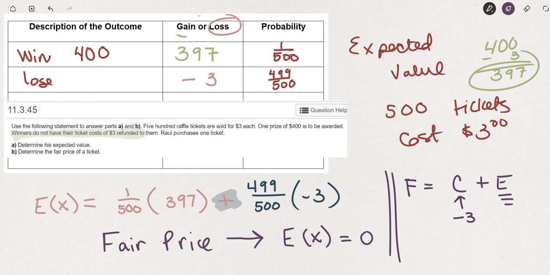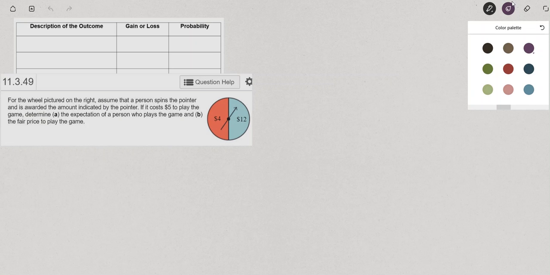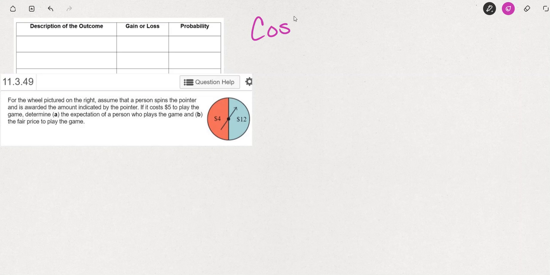And let's go to one more that's similar. And here we have a spinner. So what we will do with this one is the wheel pictured on the right is spun. Assume that a person spins and is awarded the amount indicated by the pointer. If it costs $5 to play, determine the expectation of a person who plays and the fair price.